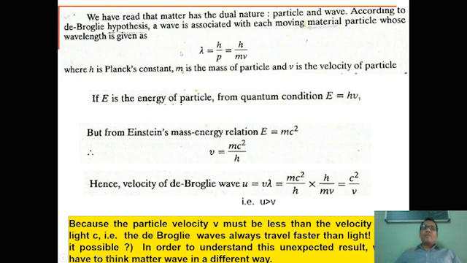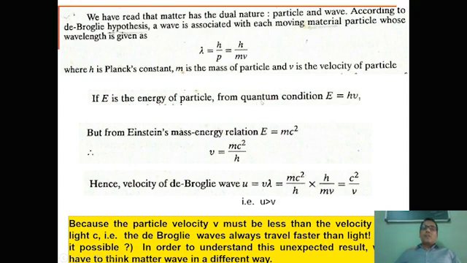We have different forms of this relation in terms of energy, and that energy is converted for different types of particles. So h is the Planck constant, m is mass, and v is the velocity. But this v is the velocity of that particle.